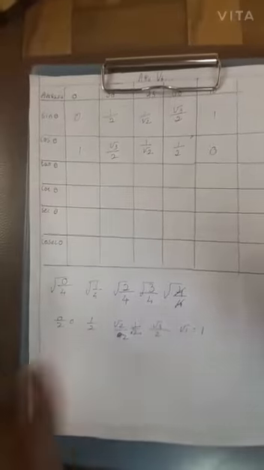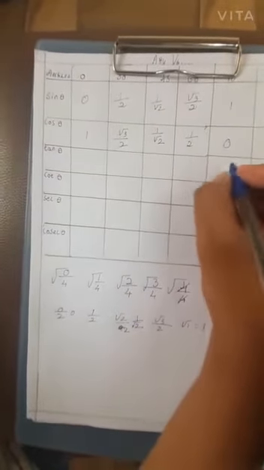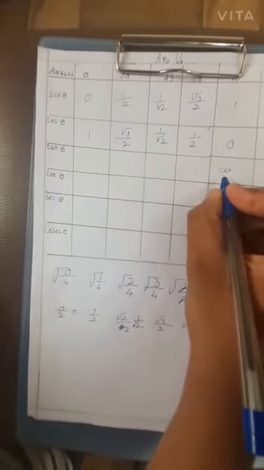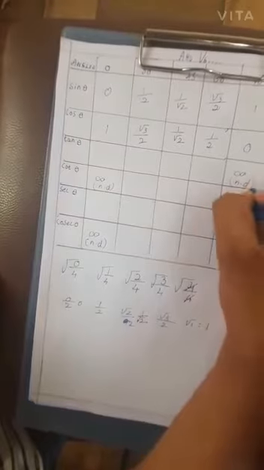Now for tan, first we have to fill this 90 block. This symbol means not defined. And for cot, the first, and for secant last, and for cosecant here. This means not defined. These standard values are not defined.